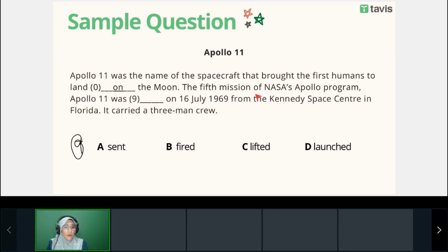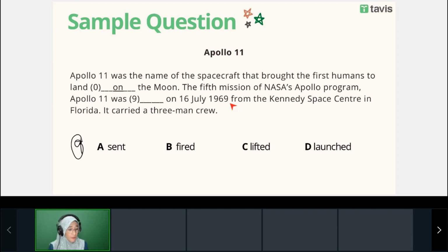Okay. So the fifth mission, try and read again. The fifth mission of NASA's Apollo program, Apollo 11, was sent. Was the program sent to the center? Are you sure it was sent? When it comes to sent or send, that is where you take something to go somewhere, right? Is it? I don't think so.